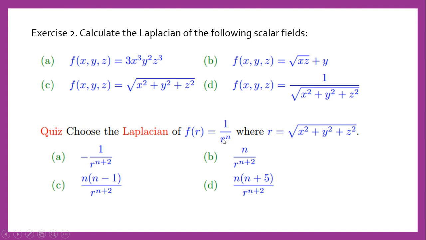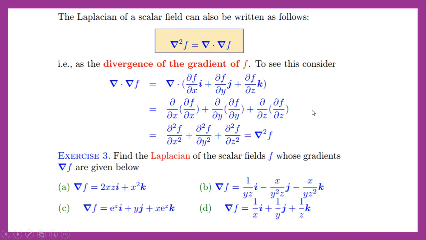Here f is a function in terms of r, and here r is equal to square root of x square plus y square plus z square. Now the Laplacian of a scalar field can be written as del square f, which is del dot del f, which we can say is the divergence of the gradient of f. So initially they do the gradient, then the divergence operation is performed. So we get this one.